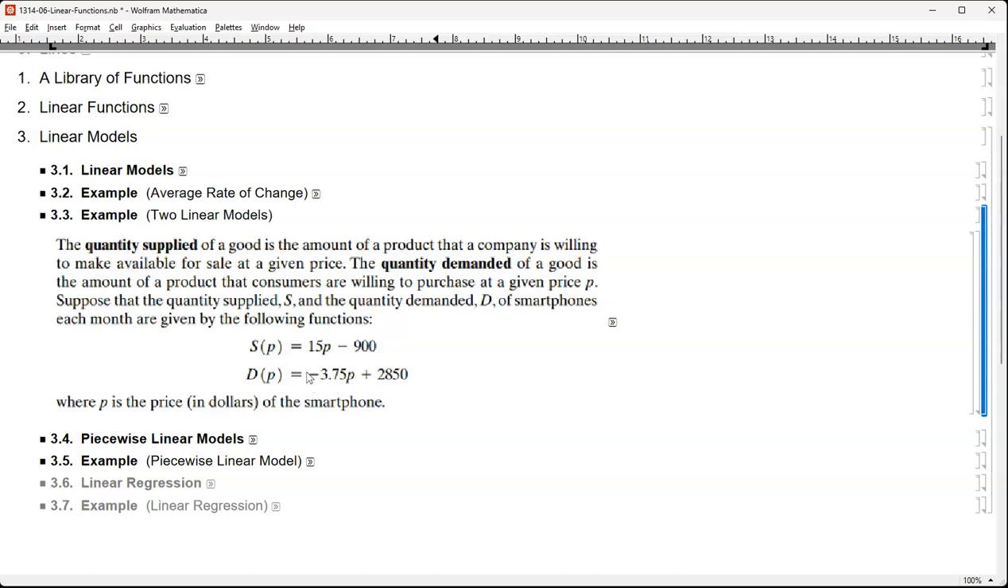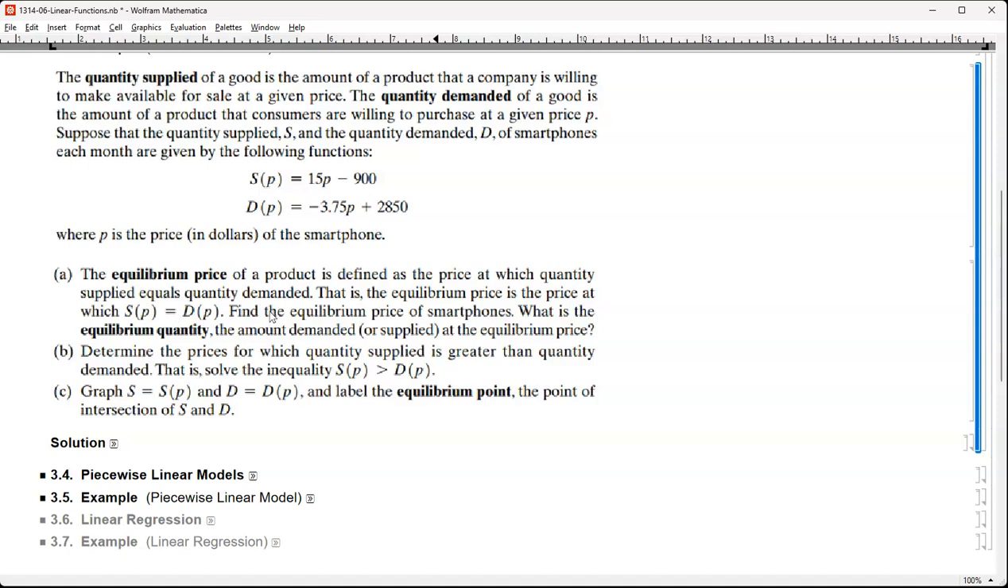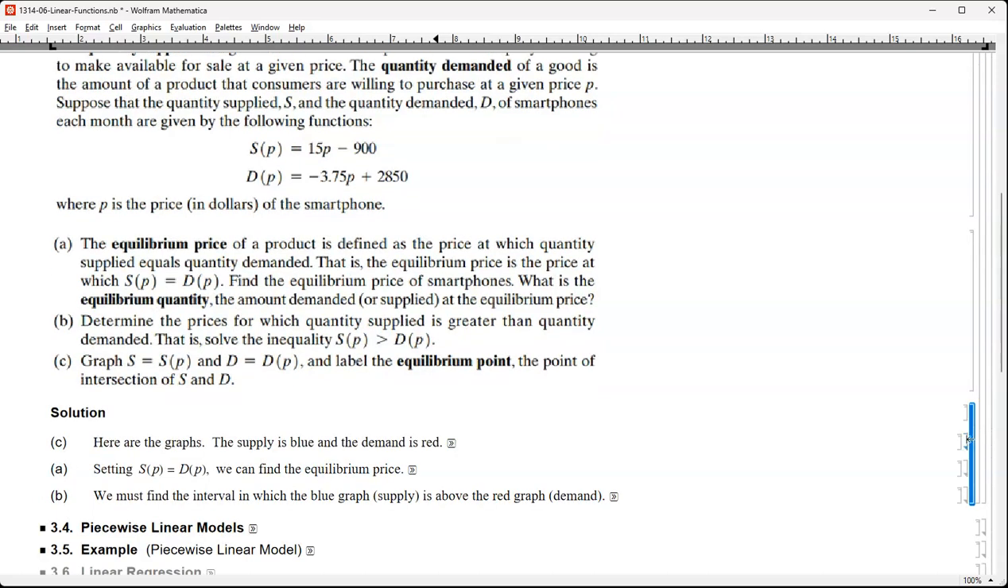So the S line will go up, the D line will go down, and we are looking for a crossing point. And that's what people call equilibrium. And ideally, that's where the sales are made. Equilibrium price is when they cross each other, and then we determine the price for which supply is greater. So S of P is greater above. Well, all these can be answered if you graph those. All right, let's use technology to graph those.